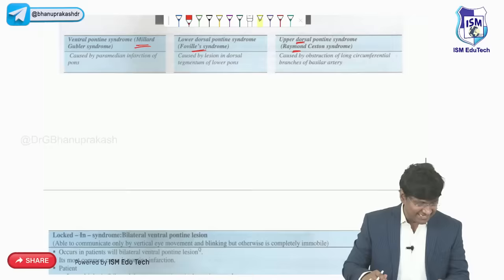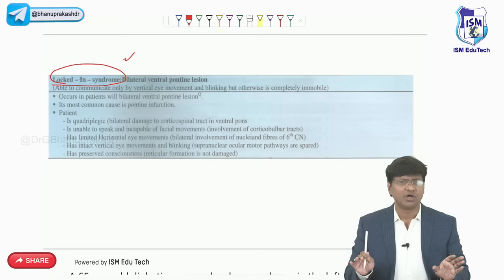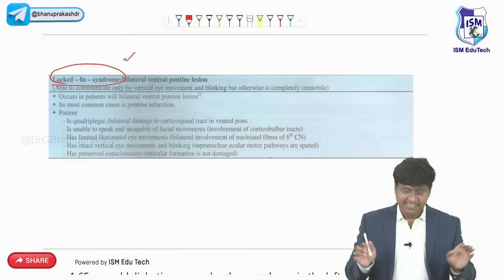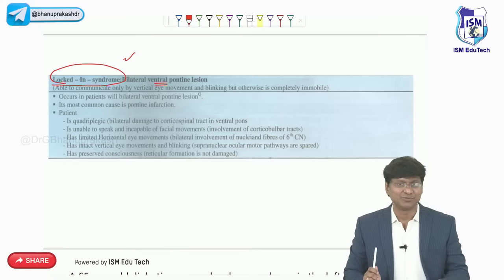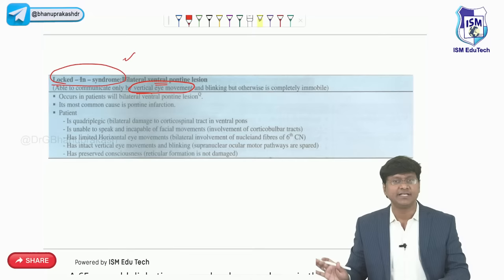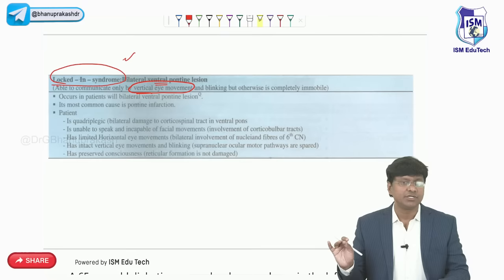In locked-in syndrome, everything is gone. Only vertical eye movement will be left. The remaining entire body is paralyzed. It is a bilateral ventral pontine syndrome. Only vertical eye movement is preserved. Everything is lost. Quadriplegia, unable to speak. Horizontal eye movement is limited. There will be only vertical eye movement, but consciousness is also preserved. These are the pontine syndromes.